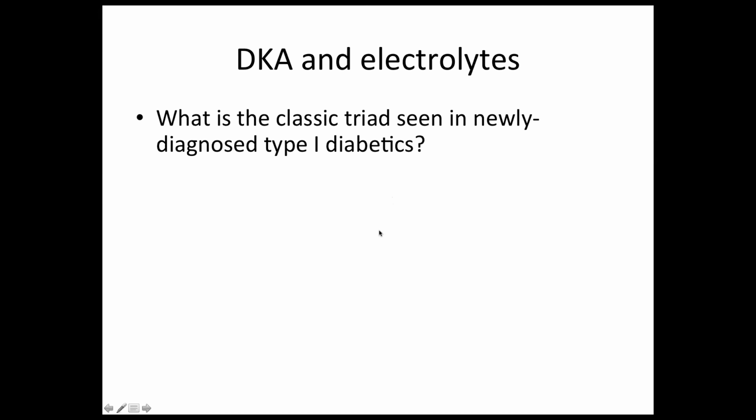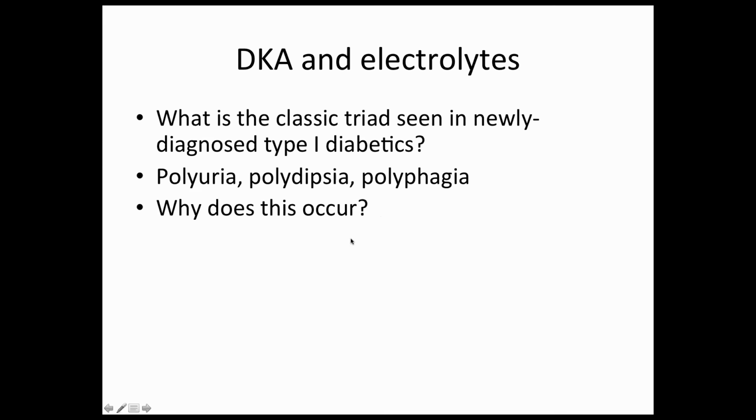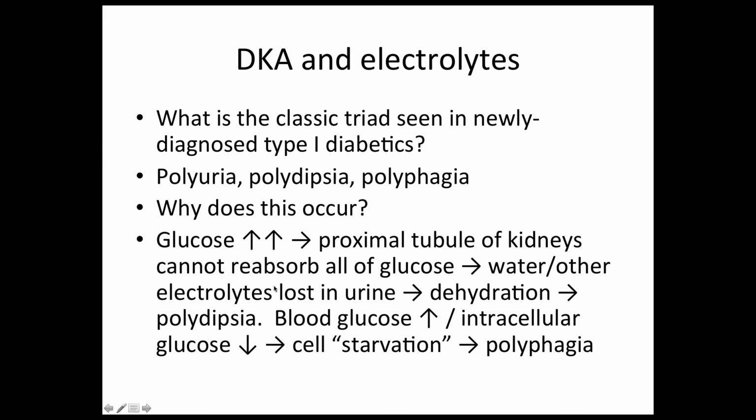You have osmotic diuresis. Perfect. Yeah, exactly. So you get osmotic diuresis. So you're hypovolemic. That's why you're drinking a lot. It's because you're hypovolemic. You're really thirsty because you're peeing out a ton, right? And then you get the cell starvation that causes polyphagia.